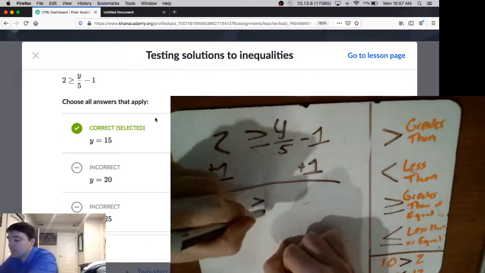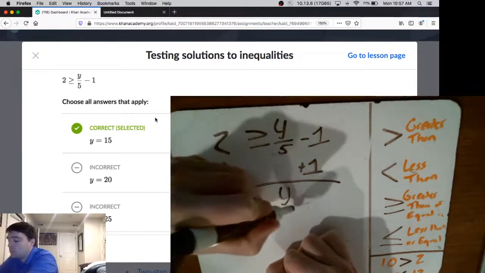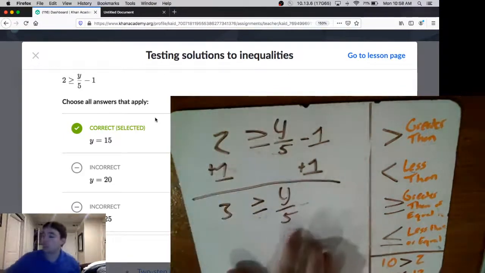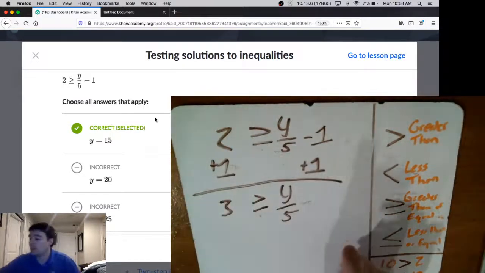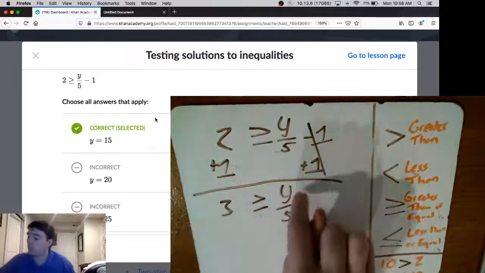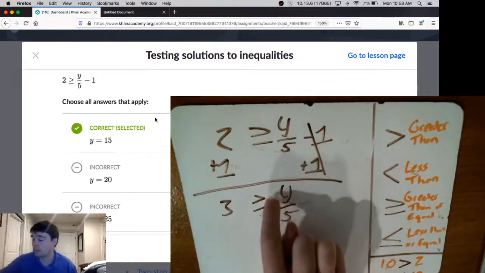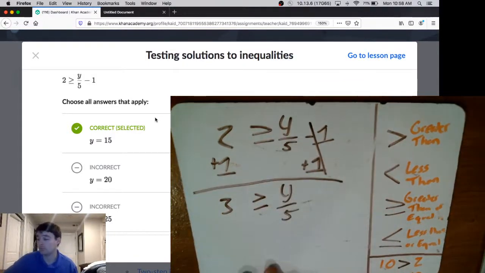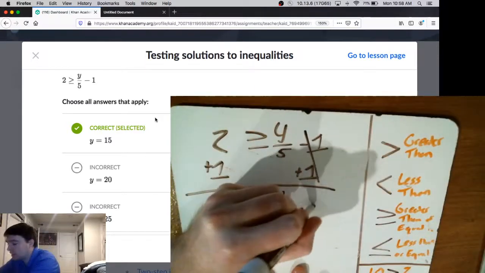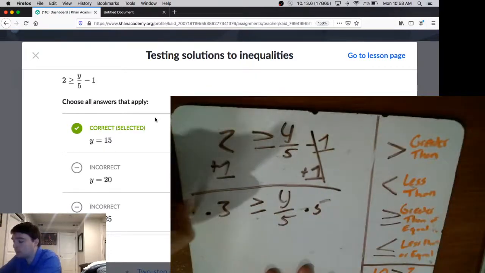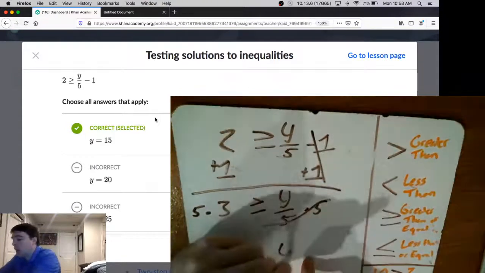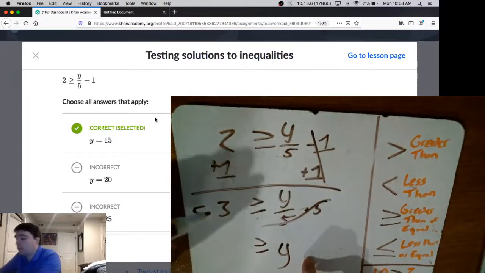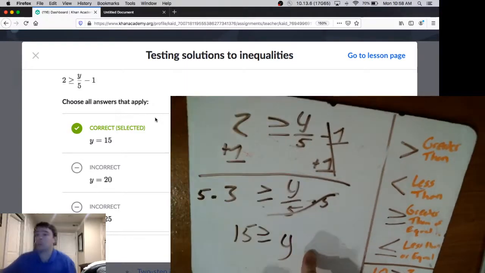So again, this is just a second method that I could have used instead of plugging the numbers in for y each time. I add 1 to both sides, that changes the inequality to say whatever y divided by 5 is, that better be less than or equal to 3. I could multiply both sides of this inequality by 5, to get rid of the divided by 5, and that would give me y is less than or equal to 5 times 3, which is 15.